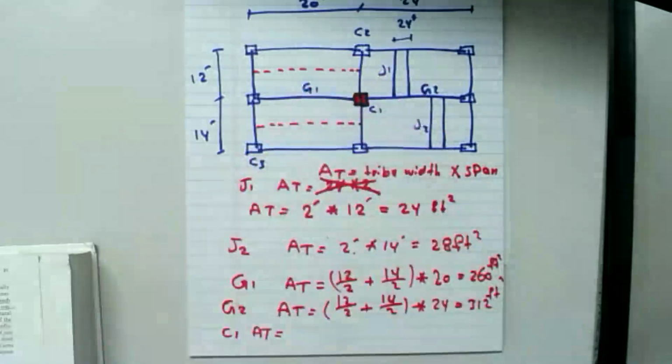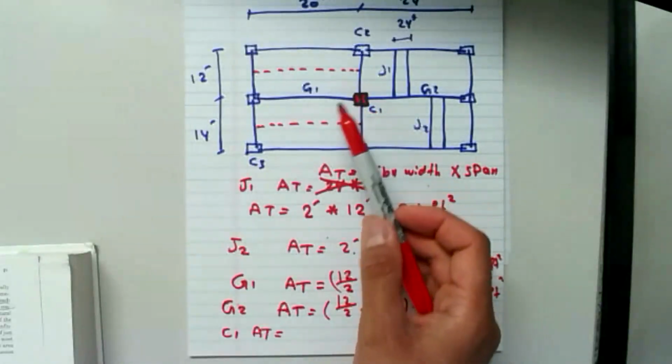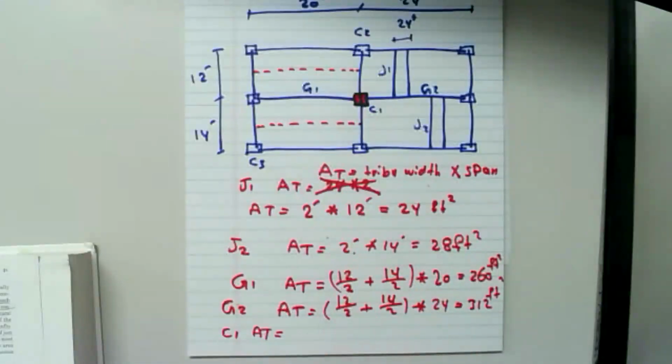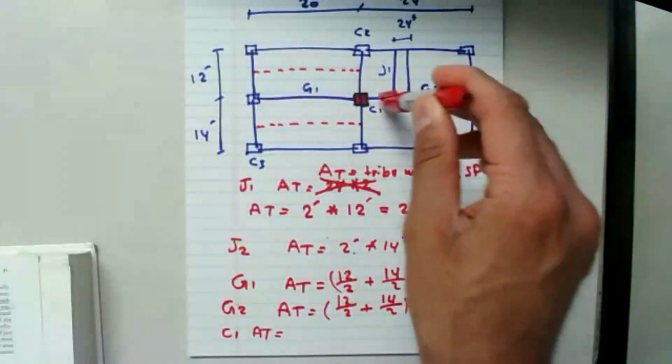From this view, what is the span of a column here? Because it has to span over something, right? But I don't think there is a span. So the column is treated differently, because you see here beam and girder are the same, but column is different.